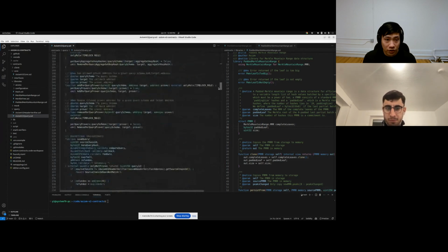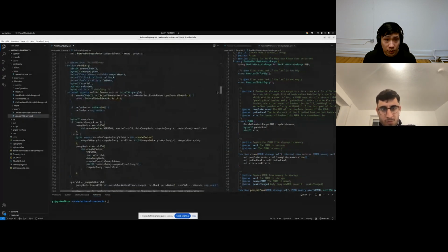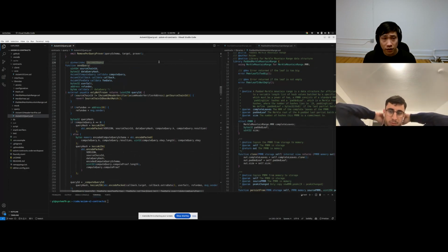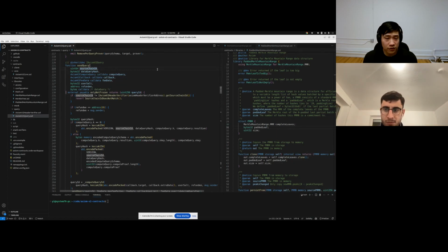So there's quite a bit of configuration, but the most important function for the end user is send query. So this allows users to specify that they would like to query over the entire history of Ethereum. And the inputs here are the source chain ID. So this is obviously the chain that the user wants to reference information from. Currently, we're deployed only to read Ethereum mainnet from Ethereum mainnet, but in the future, we'll support different cross-chain reads.